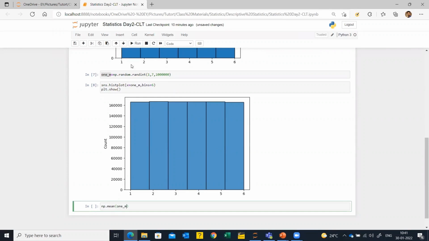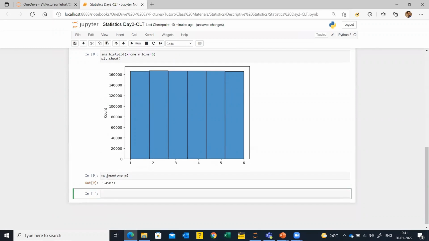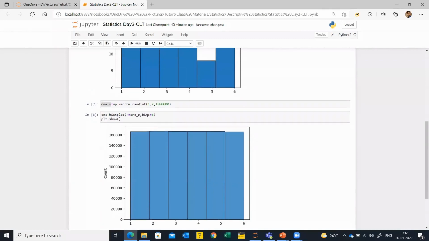Let's do it. So NumPy creates your mean, right? Previously we used the statistics function, but now we will use the NumPy array. So you can see that the mean is 3.49873.